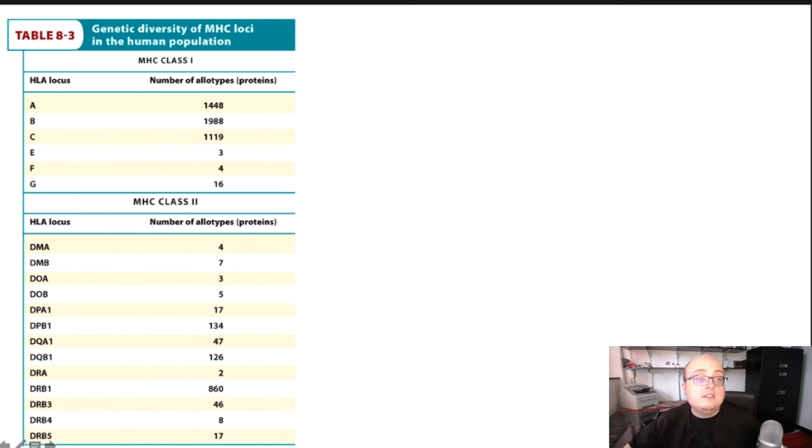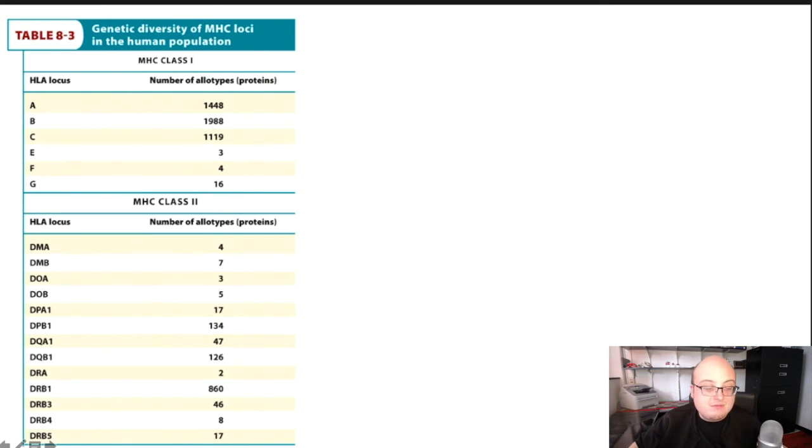So you can see here in the HLA locus, A, B, and C, which encode the antigen presenting MHC class 1 molecules, there are between 1,000 and 2,000 different allotypes in human populations. So an incredible diversity in the possible MHC class 1 molecules that we might express. In contrast, E, F, and G, which are not involved with antigen presentation, only have very few possible allotypes. We just saw that in the last slide, but you can see this illustrated here with the data.